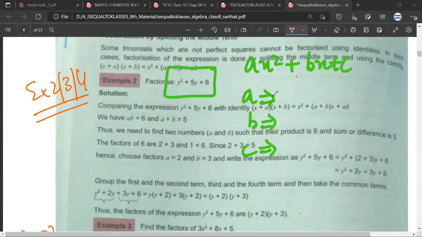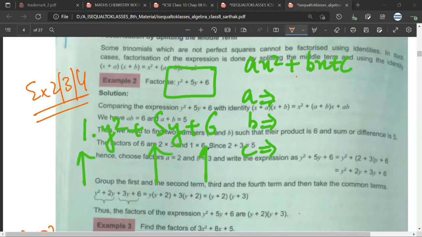5 will be A. Sorry? A would be? A will be Y. No, A would be 1. One second, beta. One second. So, Mr. Sarthak, can you see that A is 1, B is 5, and C is 6? Can you see that? Yes.